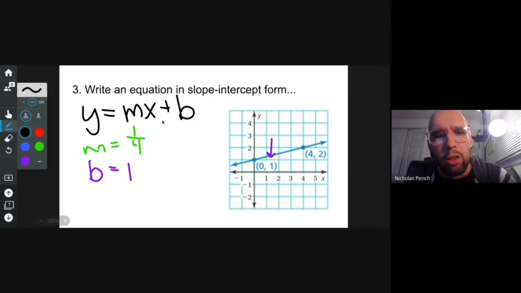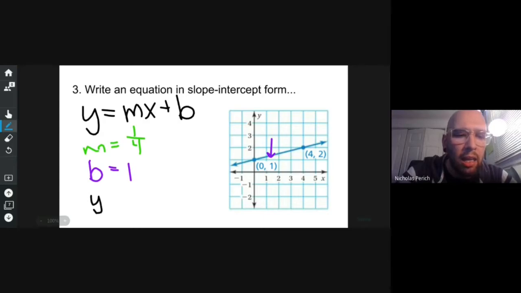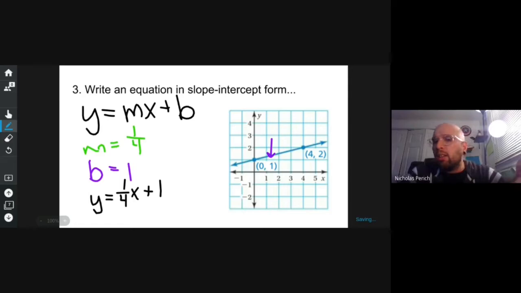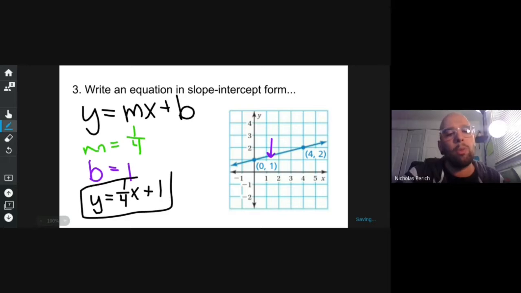Now I'm going to go up to that equation up there and write it out, and I'm going to replace m with a quarter and b with 1. Y equals, instead of m, I'm going to put 1/4 x plus 1. And I look at this and see if there's anything I need to clean up. And no, it looks pretty good to me. That's my answer.